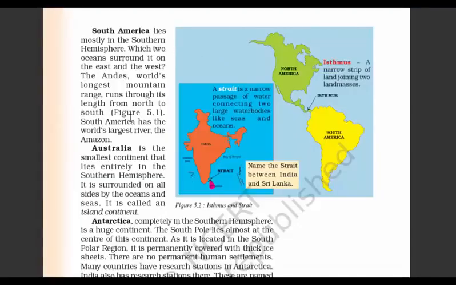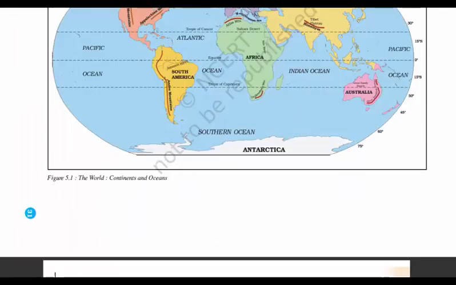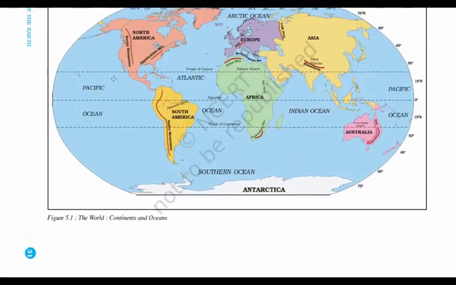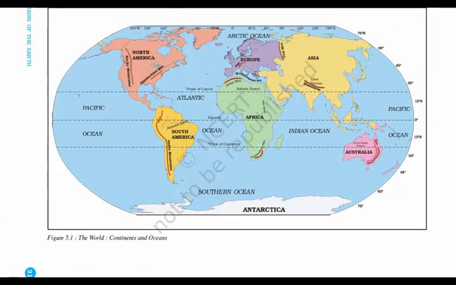Coming to page 4, South America. So it lies in the southern hemisphere, where two oceans surround it on the east and west. And another point of fact is the longest chain of mountains is over there, which is called the Andes. So again, if you go back to the map and you see the South American continent, there you see this huge long chain of mountains that is there in their western shoreline.